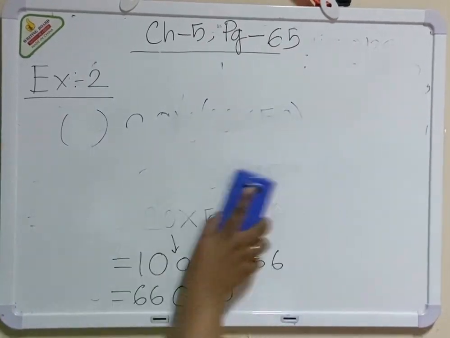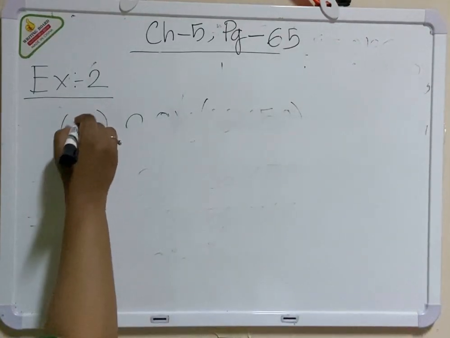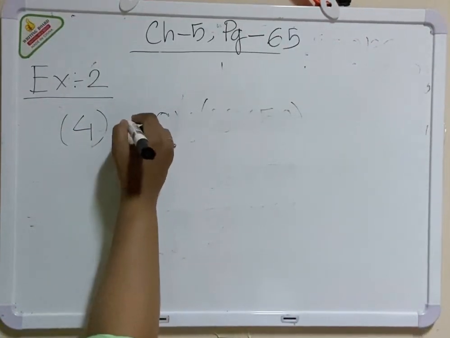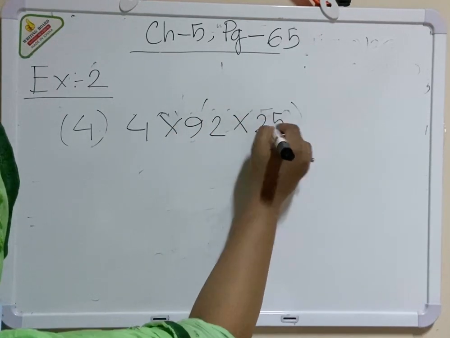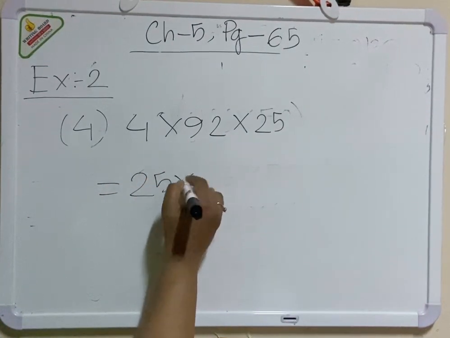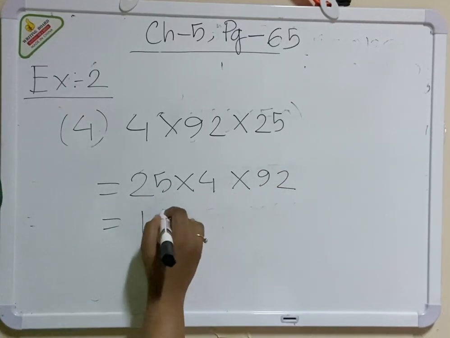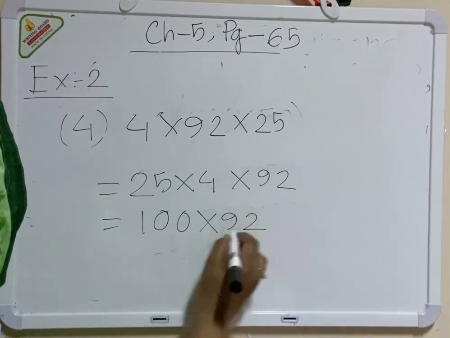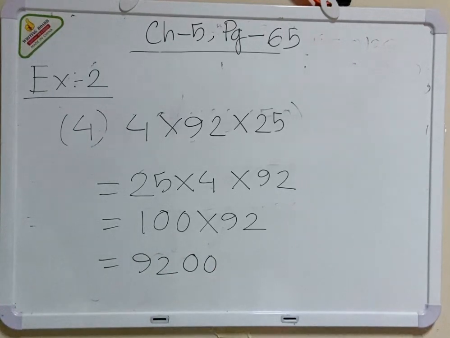Now I will show you number 4. 4 into 92 into 25. Look here, there is 25 and 4, so I will keep them closer. 25 into 4 into 92. 25 fours are easily known, 100. That means with 92 I'll keep 00. That is 9200. Number 5 we already practiced.